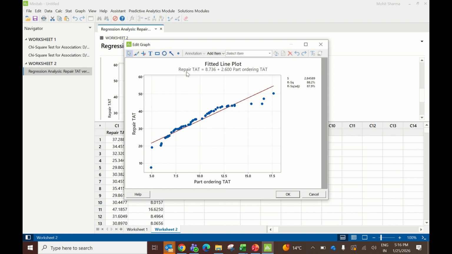There is an equation which is generated by this. Repair turnaround time is equal to some constant plus 2.6 into part ordering turnaround time, which means if we have to reduce the repair turnaround time, we can figure out what is the maximum part ordering TAT that we can keep. If we have to keep the repair turnaround time at 7 days, for example, then if we put 7 here, the equation can give us the maximum part ordering turnaround time that we can have. So let's go and see how Copilot works with this.